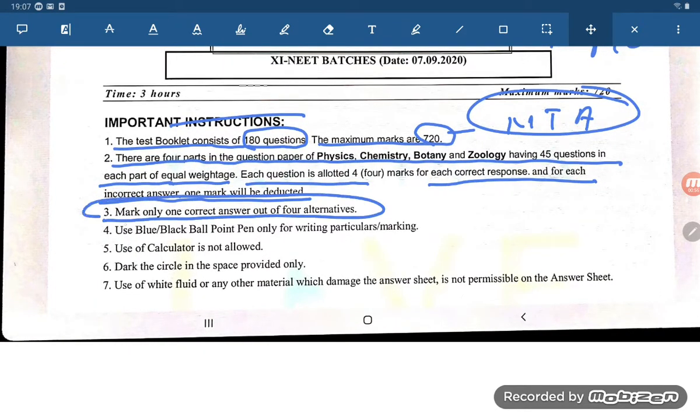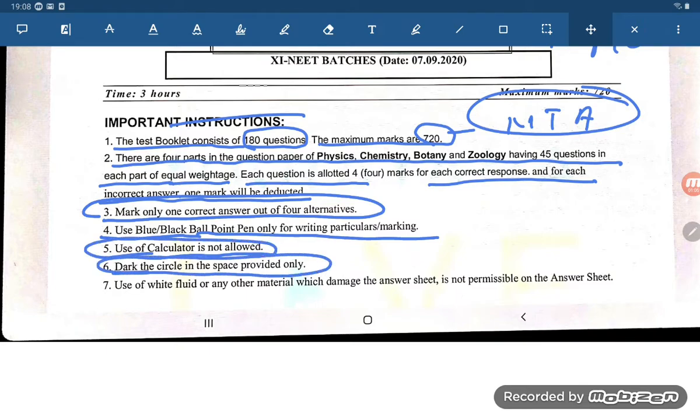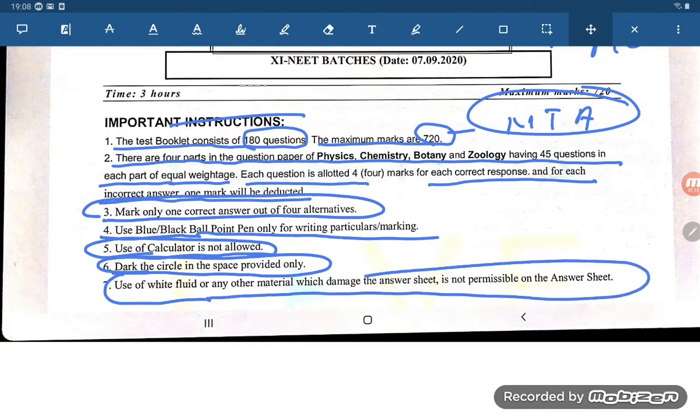Use blue or black ballpoint pen only for writing. Use of calculator is not allowed. Darken the circle in the space provided, and don't darken outside. Use of white fluid or any other material which damages the answer sheet is not permissible on the answer sheets. Okay, so these were the instructions.